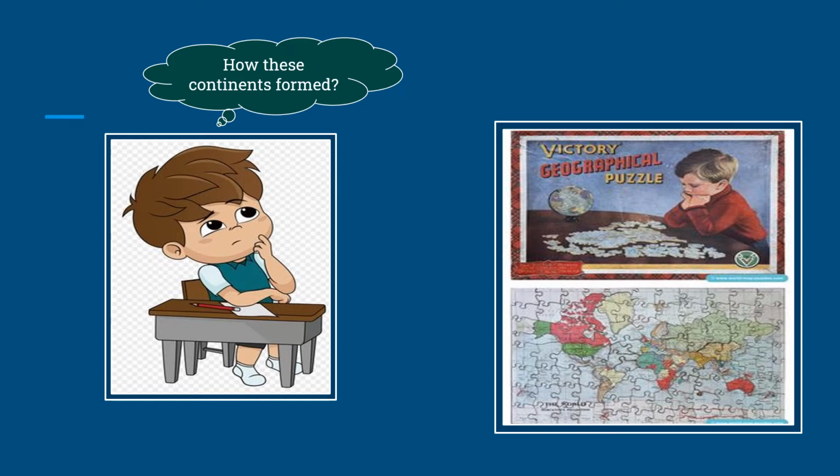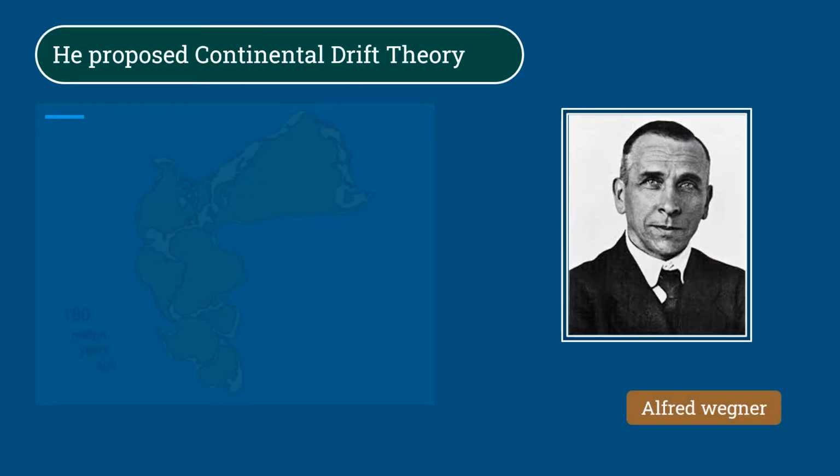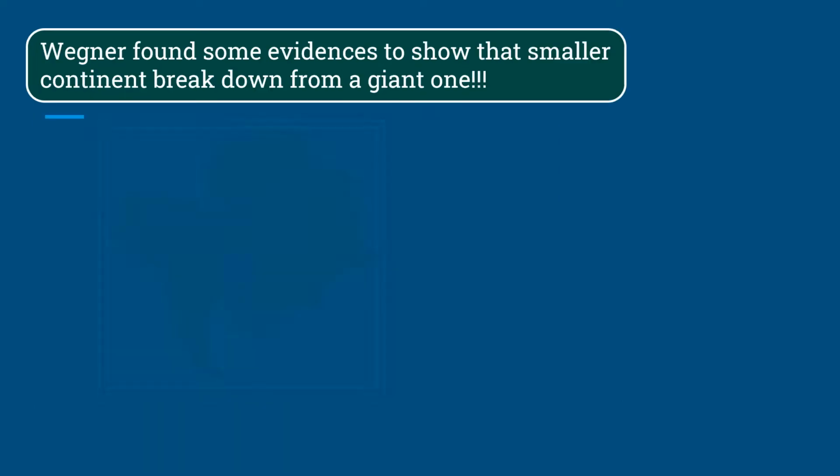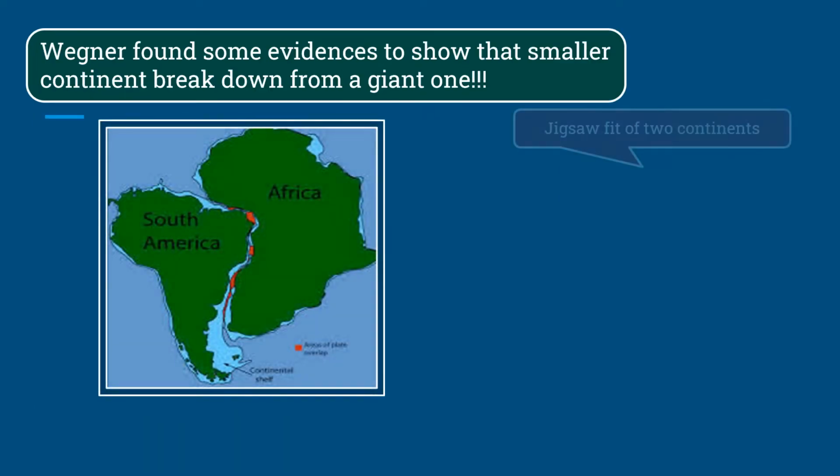Evidence was proposed by Alfred Wegener in the beginning, and his theory is known as the Continental Drift Theory. It was a long time back, 180 million years ago. Alfred Wegener said that it seems all the continents were joined together 180 million years ago. He also proposed some evidence for this, and the first one was the jigsaw fit of two continents. As we can see here, South America and Africa seem to fit into each other.